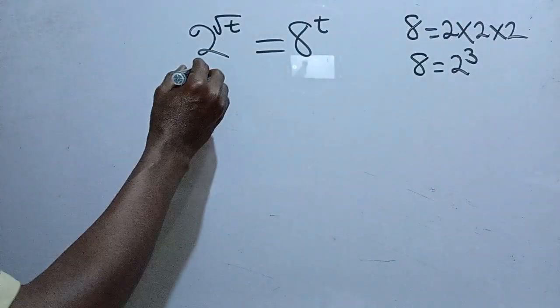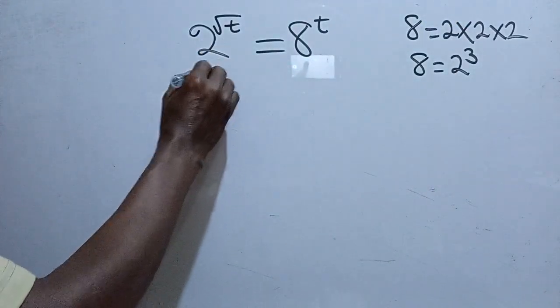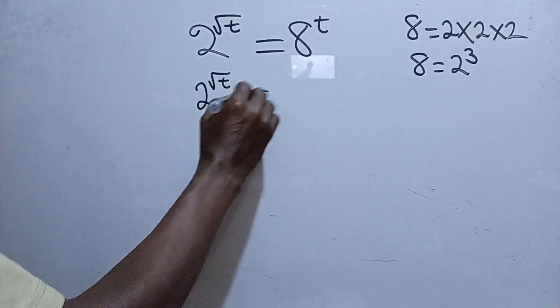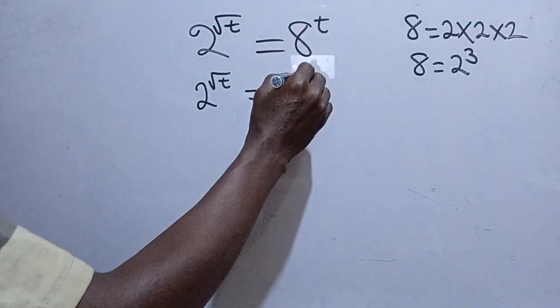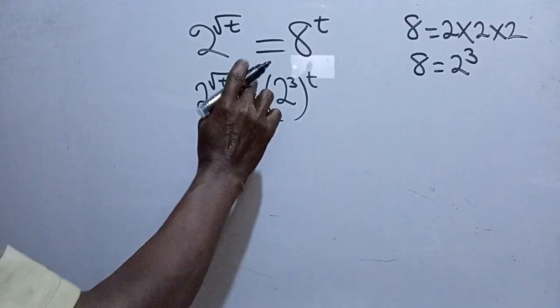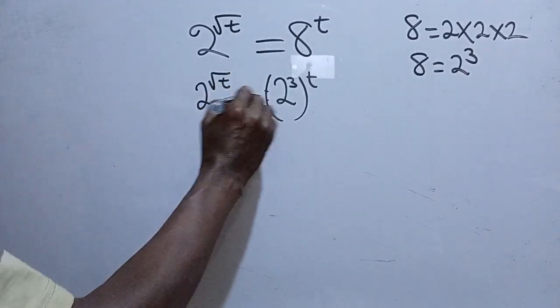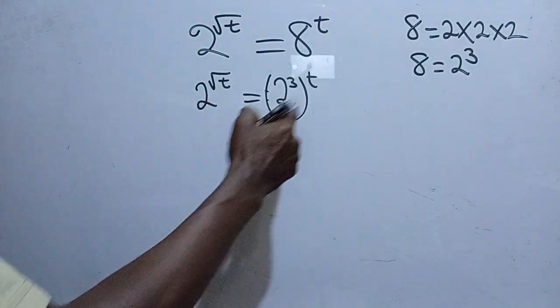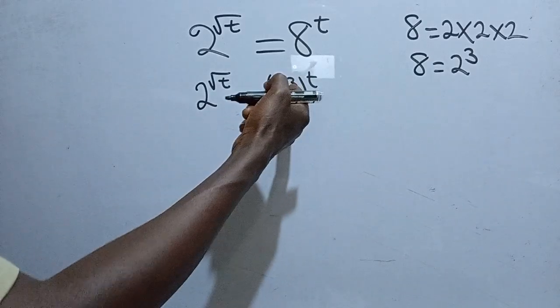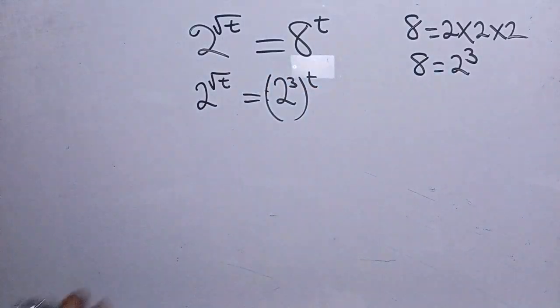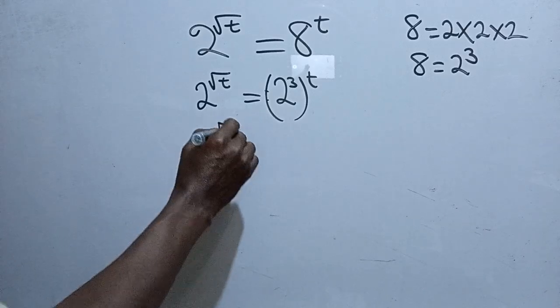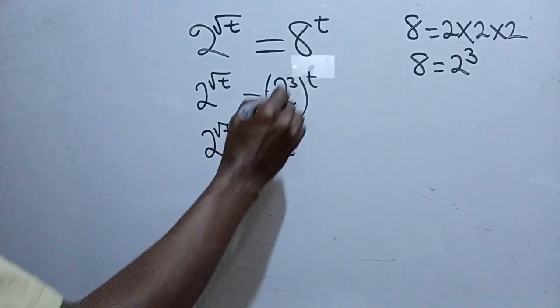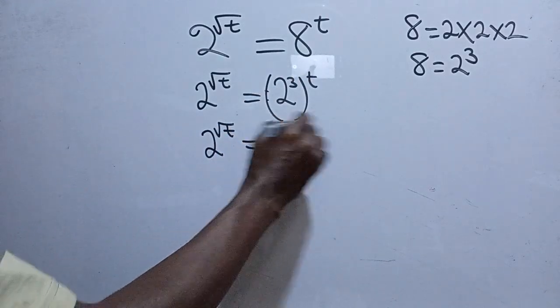So that means we can now change this to 2 raised to power root t is equal to 2 raised to power 3 multiplied by raised to power t. Don't forget, according to the law of indices, if you have exponents like this, it means that you multiply this out with this so as to get the result. So you have 2 raised to power root t is equal to 2 raised to power 3 times t, which will be 3t.